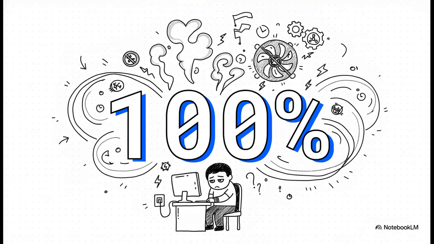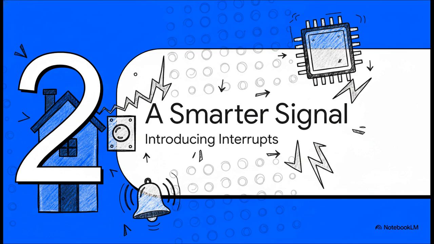And here it is, the staggering cost of all that pointless work. With polling, your CPU can be running at 100% utilization, just burning through cycles and electricity, even when you're just staring at your desktop and literally nothing is happening. I mean, it is the absolute definition of inefficiency. Okay, so there has to be a better way, right?